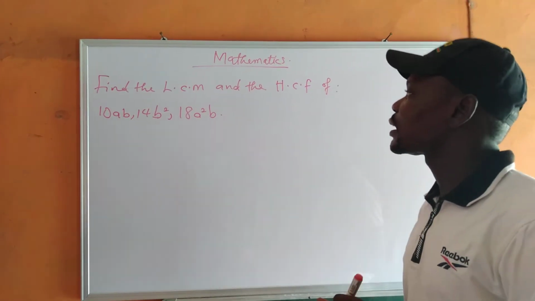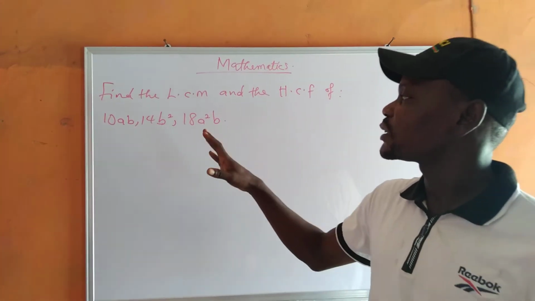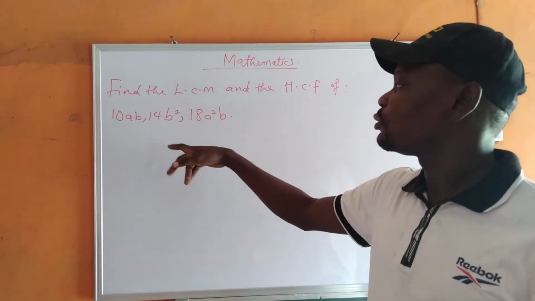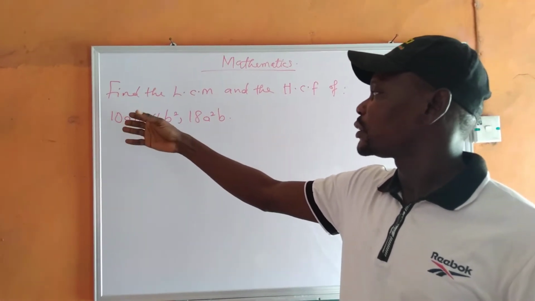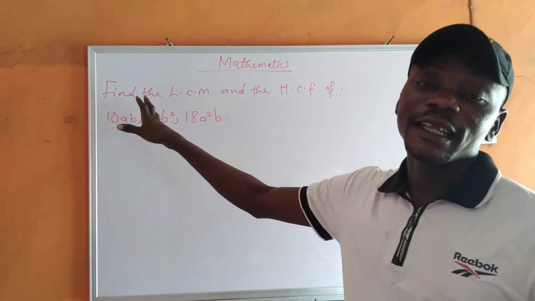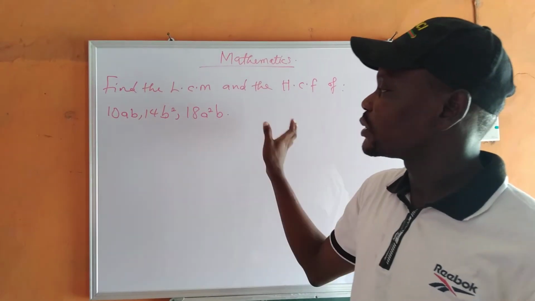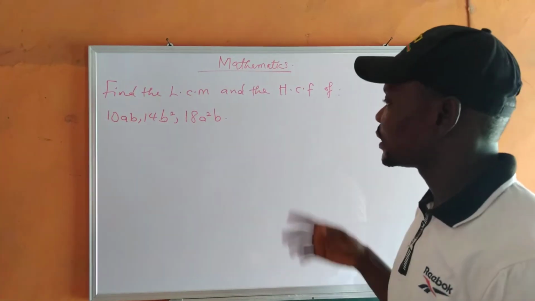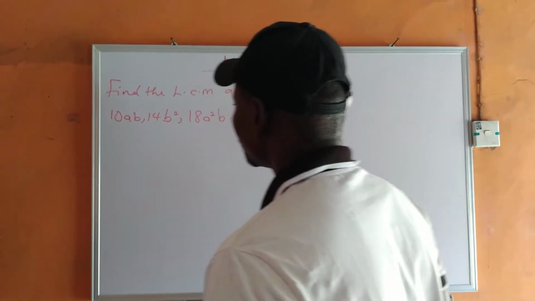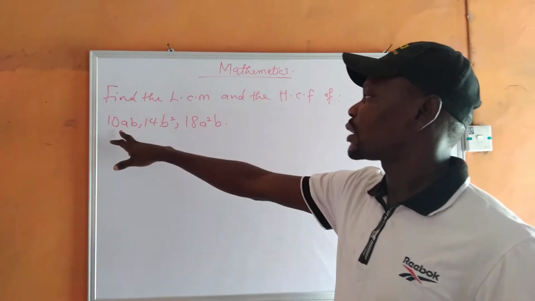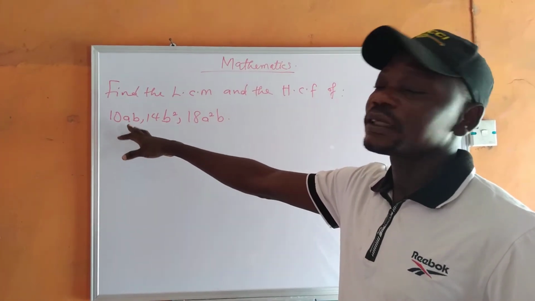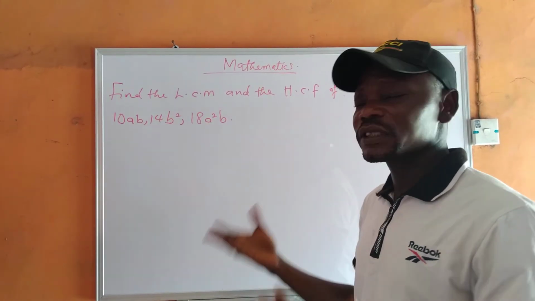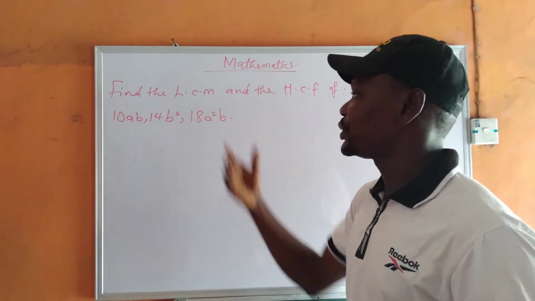There are times that you will be asked to find the L.C.M and the H.C.F of numbers containing letters. So sometimes we don't deal with numbers alone, it also deals with letters. If you look at this example now, you will discover that this question is combining with letters. So how do we solve something like this? You use the same process, so it doesn't bring any confusion.